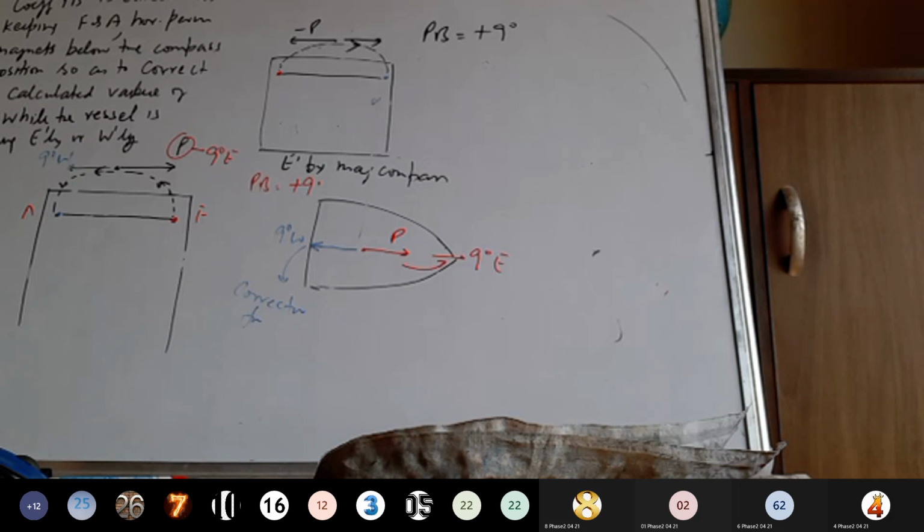So once the force P has been nullified once and for all, this correction will hold good for all the places and for all the headings. Because once force P is not there, then the coefficient permanent B has been totally nullified, made 0. So on any heading or at any place, the deviation due to coefficient permanent B will be 0, because the force P has been nullified.